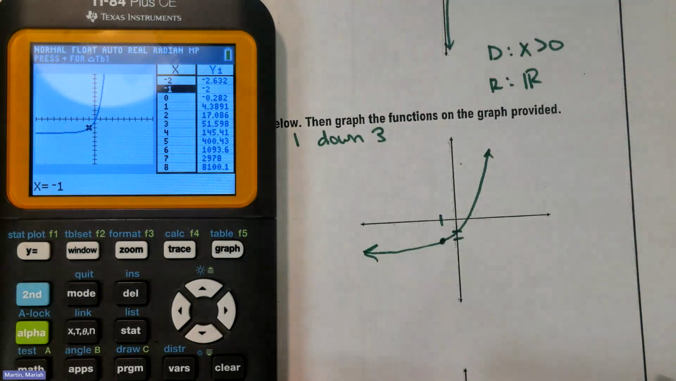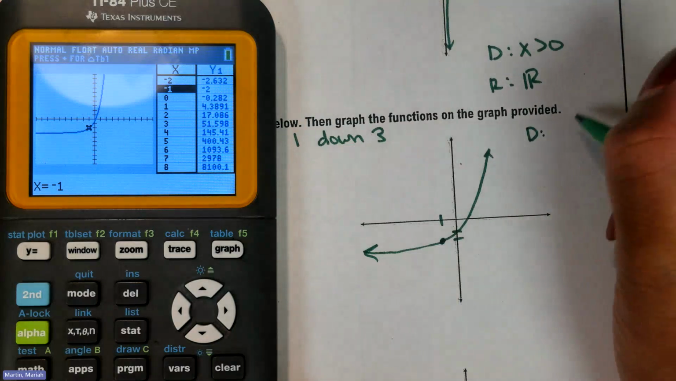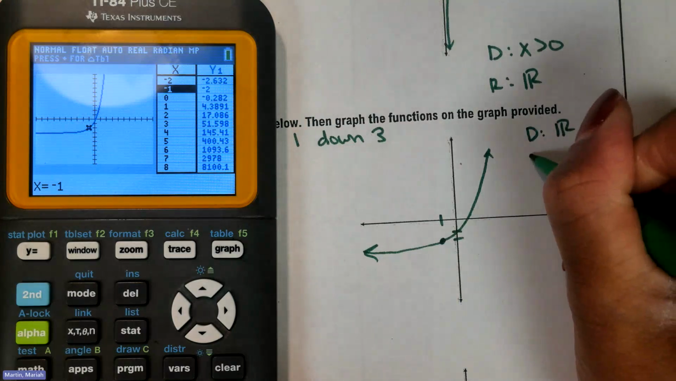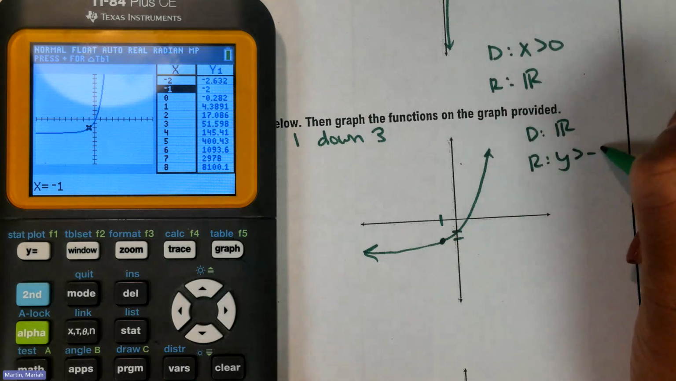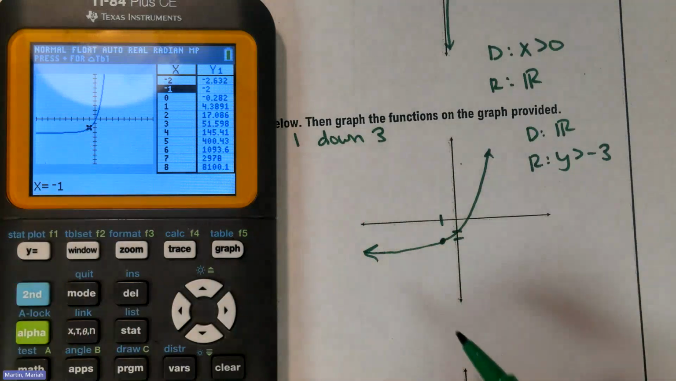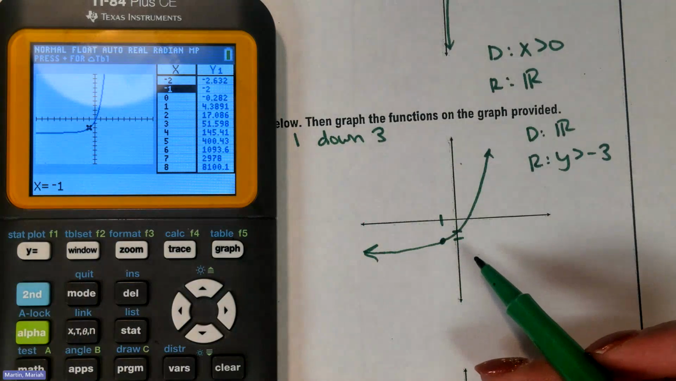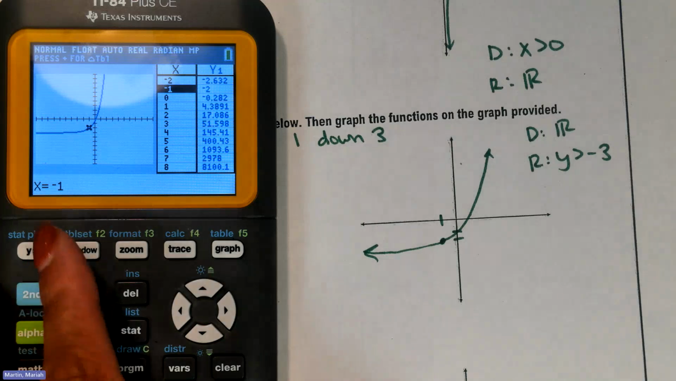So now we're going to determine our domain and range of this one. So our domain is still all real numbers, but our range is now shifted. It's going to be y is greater than -3. Notice that our down 3, our vertical shift, also determines our new asymptote, which affects our range.